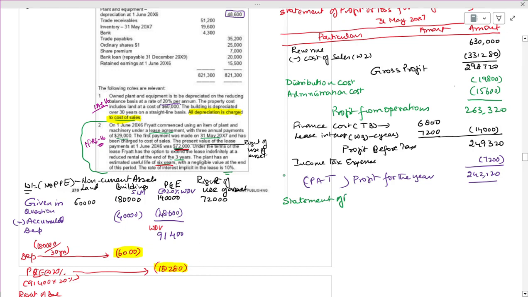Statement of financial position as on 31st May 2007. I will not tell; you have to tell.